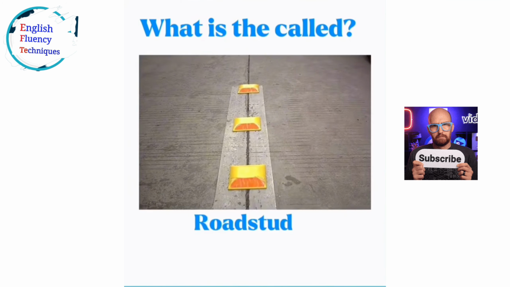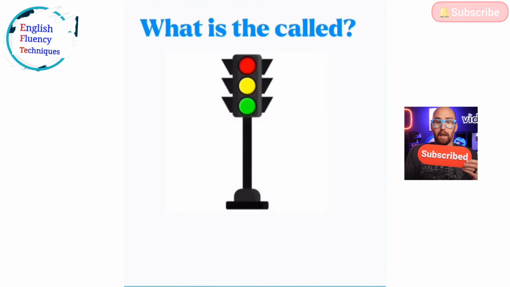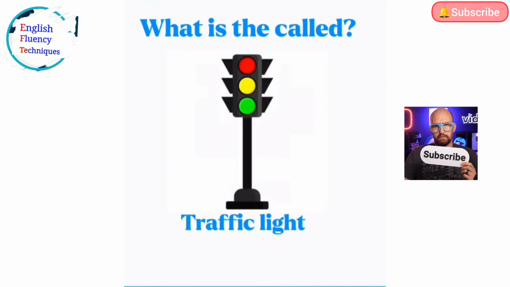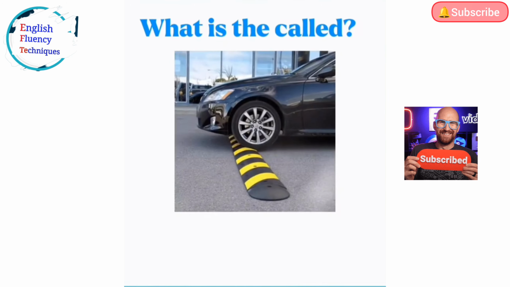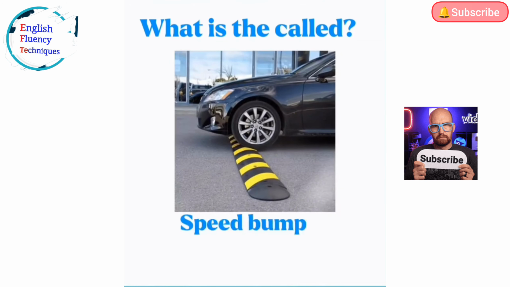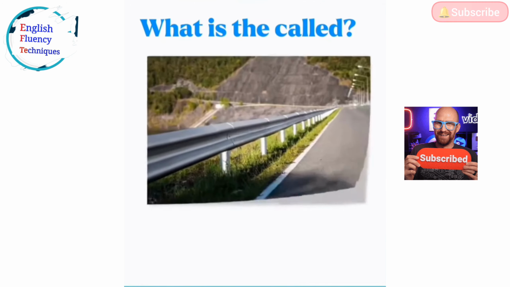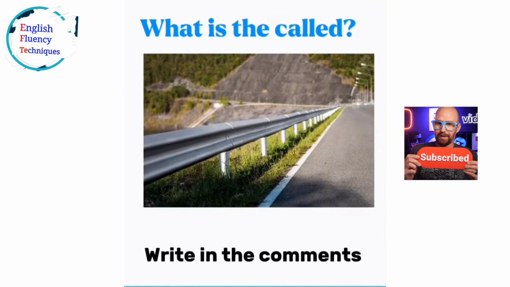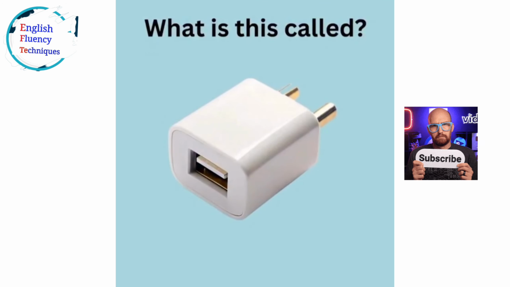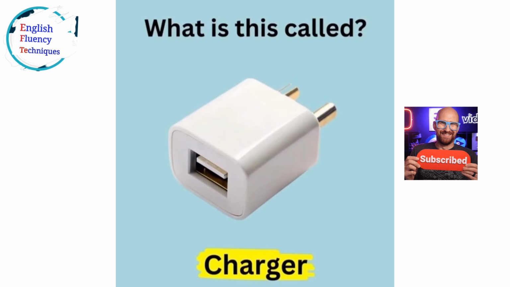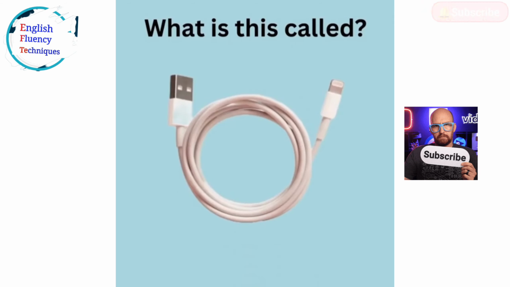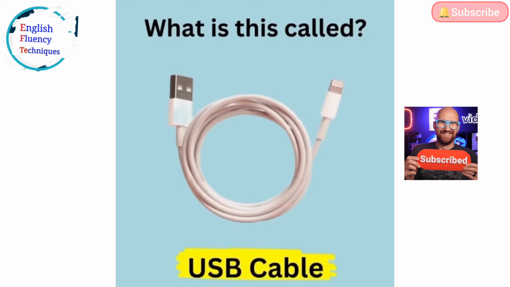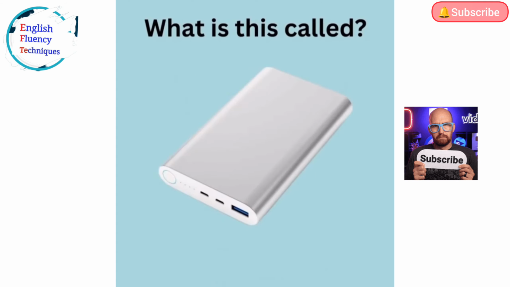What is this called in English? Road stud. What is this called in English? Traffic light. What is this called in English? Speed bump. What is this called? Charger. What is this called? USB cable.